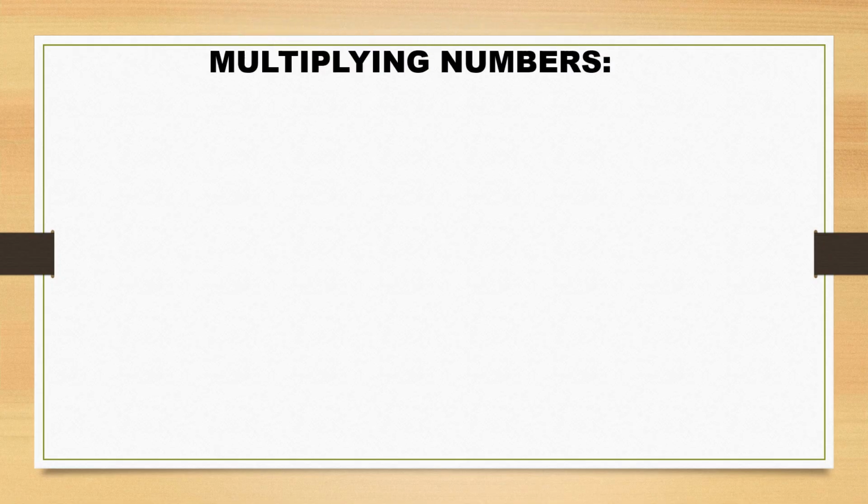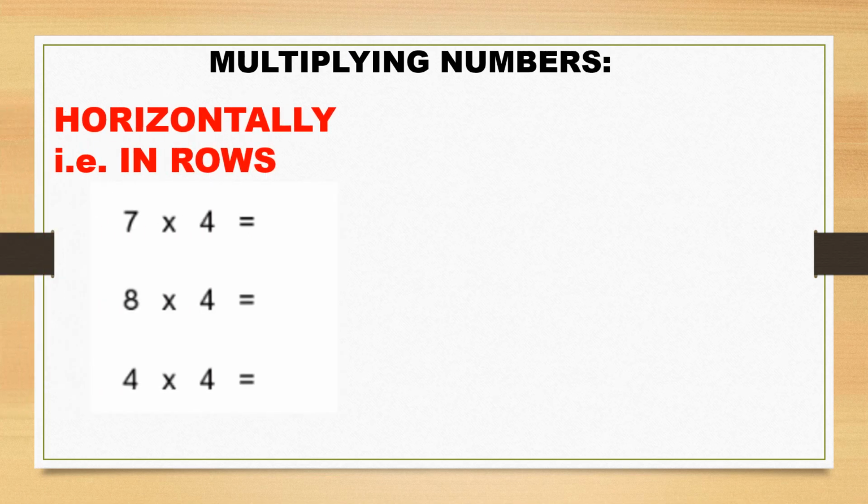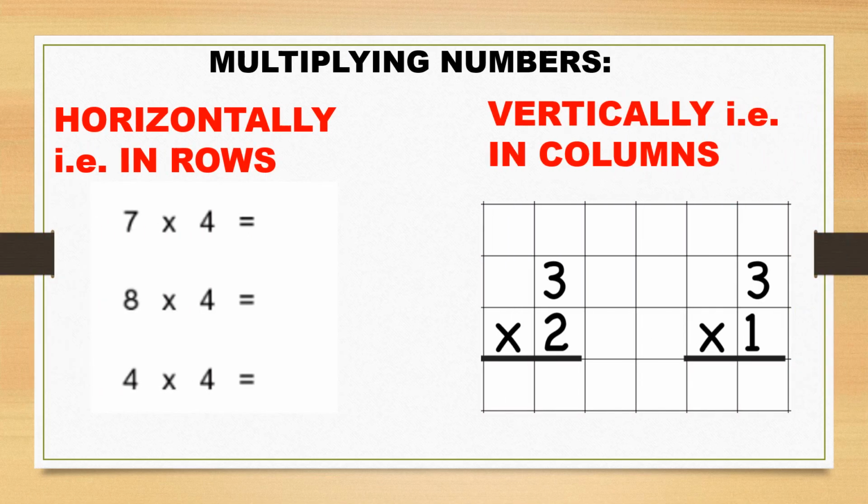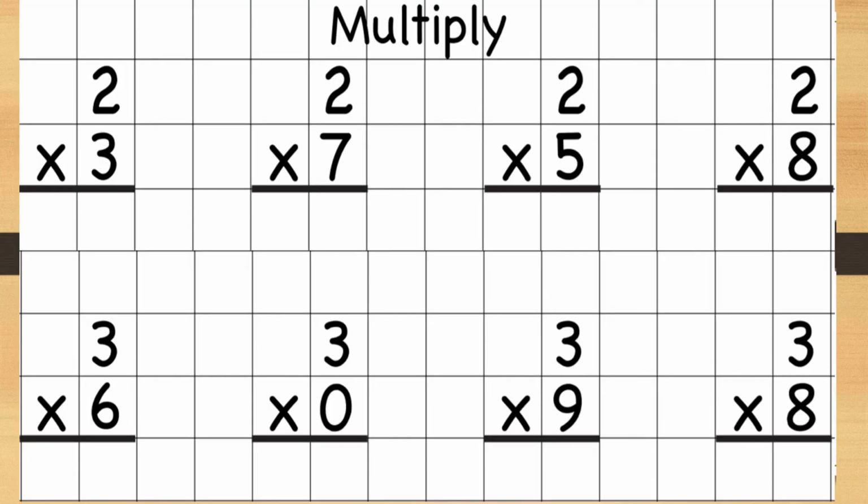Children, we can multiply numbers by writing them horizontally in rows or in vertical columns like this. Children, now you have learned the tables of 2 and 3. So let's do these multiplication sums vertically. Now you know 2 3s are 6. So we write 6 under the ones column. Now let's take 2 multiplied by 5, that is 2 5s are 10. So we write 10. 0 will go in the ones column and 1 in the tens column.